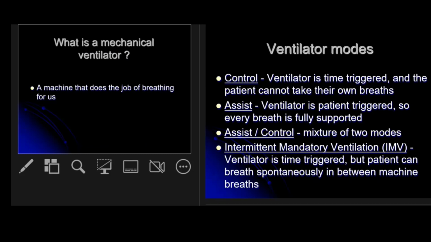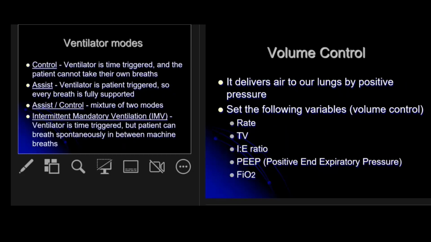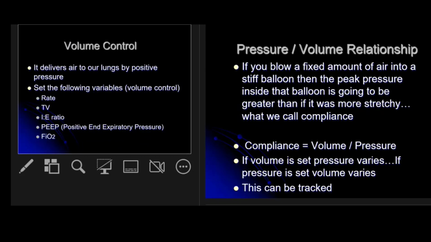So what's a mechanical ventilator? A mechanical ventilator is a machine that does the job of breathing for us. There are different ventilator modes: control modes, assist control modes, and intermandatory ventilation modes. The control modes are where, with volume control, we deliver a specific targeted amount of volume. And we deliver that by positive pressure to the lungs. Whatever pressure it takes to deliver it is what the ventilator will keep pushing until that volume is delivered, unless you have a pressure limit set on it, which we set on most of our ventilators. So you set the rate, the tidal volume, the I:E ratio, the PEEP, and the FiO2. And then the PIP is dependent on the resistance or compliance of the lungs.